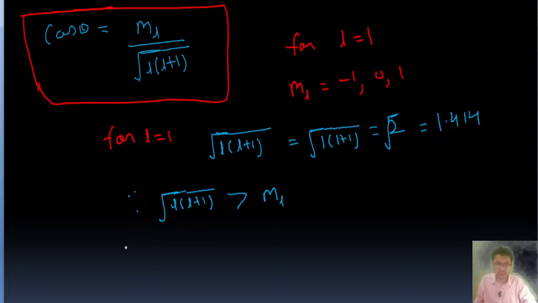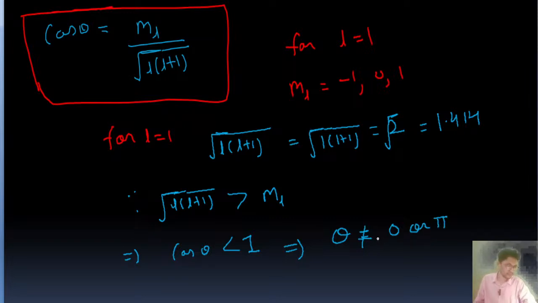Okay. So it means, very important, cos theta value is going to be always less than 1. That implies theta value is not equal to 0 or pi. So this cos theta is this: this value is the lesser value and this is the greater value. So the cos theta value is always coming less than 1. Less than 1 means the theta values will never be 0 or pi. This will be between 0 and pi, right?